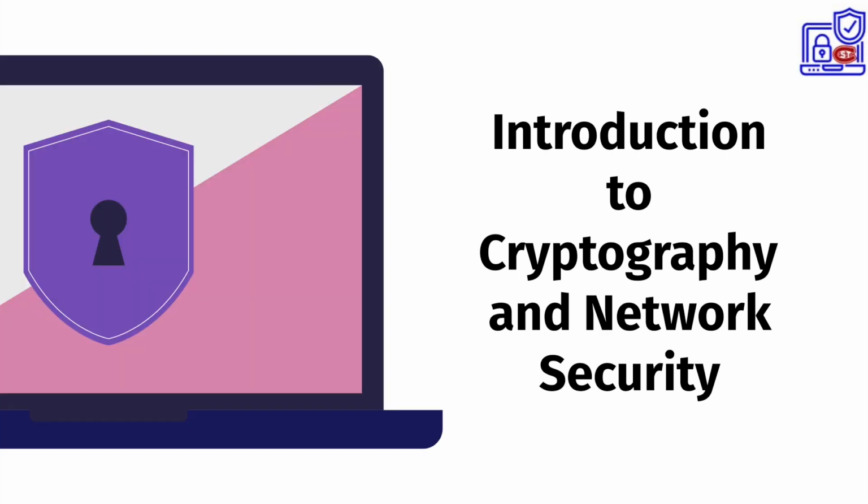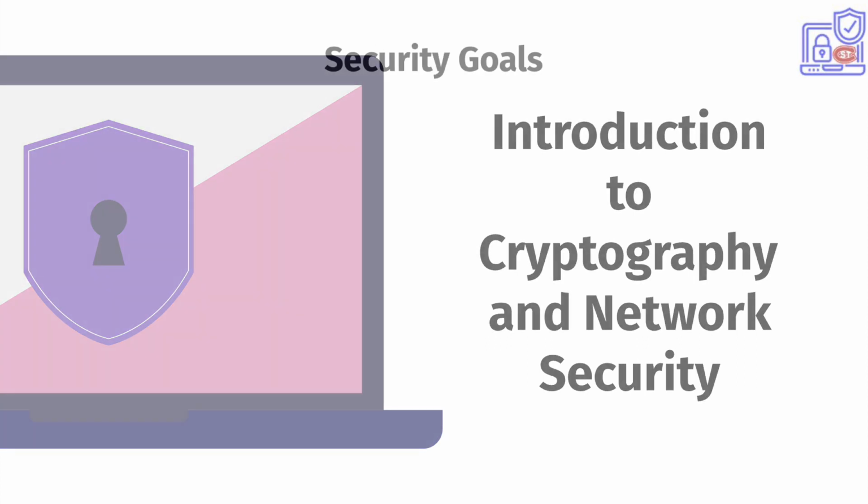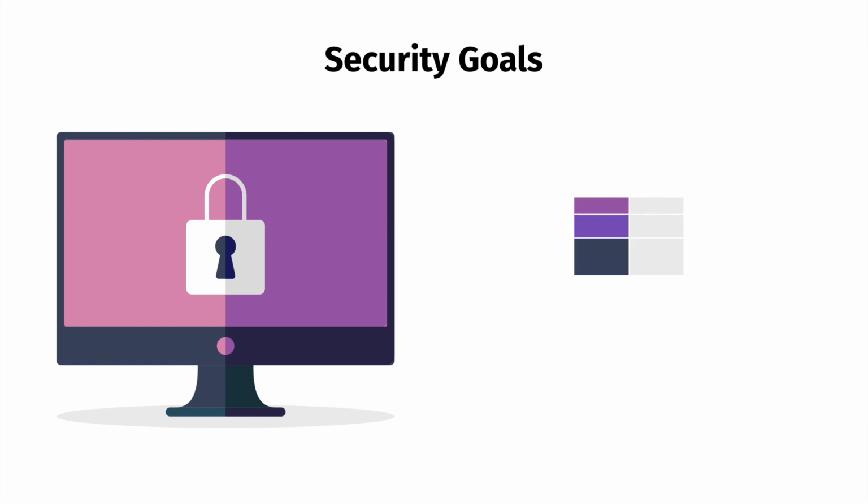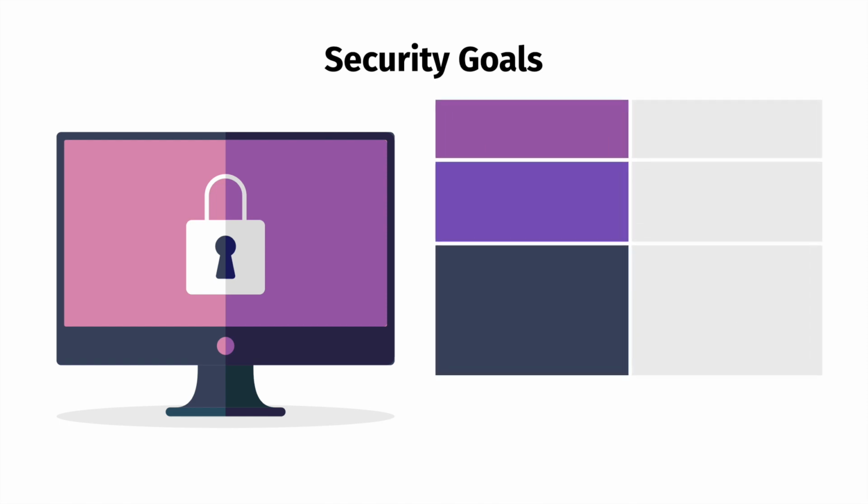To kickstart this, we are introducing to you some information about cryptography and network security, which will be helpful and give you an overview about the field overall. Now let's begin with defining security goals. There are 3 security goals, usually referred to as the CIA: confidentiality, integrity, and availability.